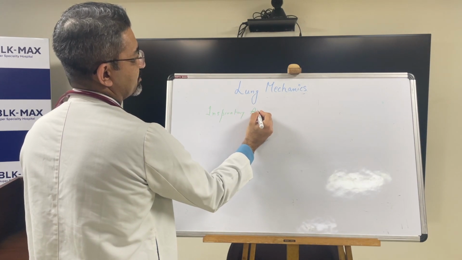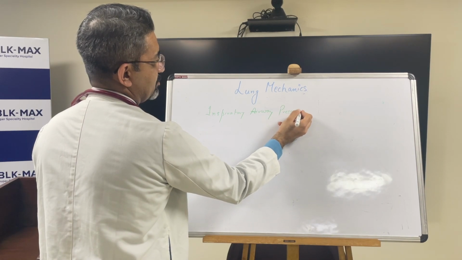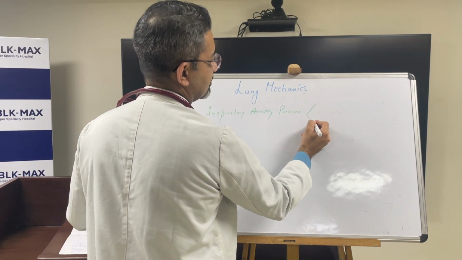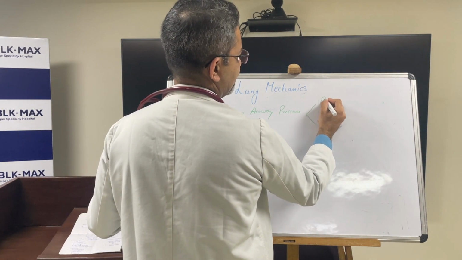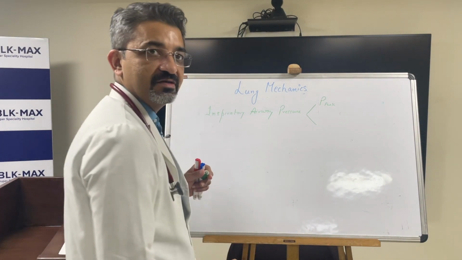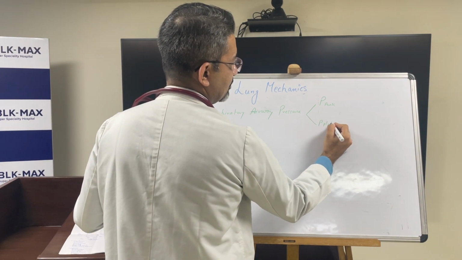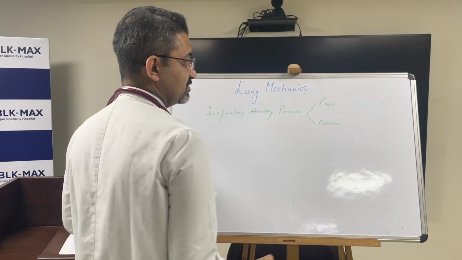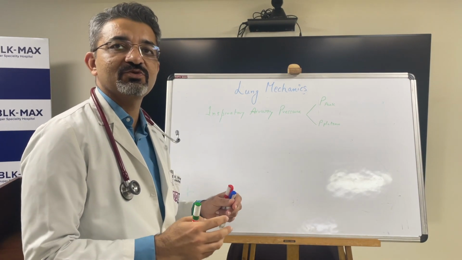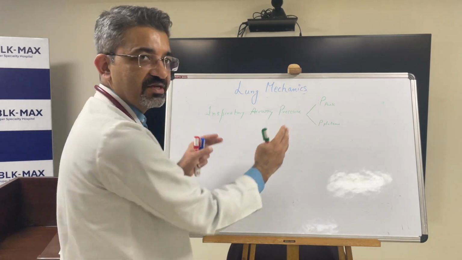Inspiratory airway pressure has two versions. One is known as peak pressure, or you have heard this term, pressure peak, and the other is plateau pressure. Whenever a patient is on a ventilator, these two terms, peak pressure and plateau pressure, are very frequently used. They are basically the components of inspiratory airway pressure.